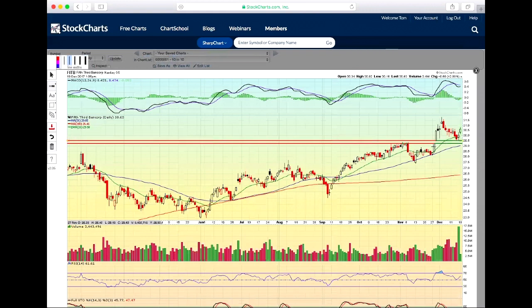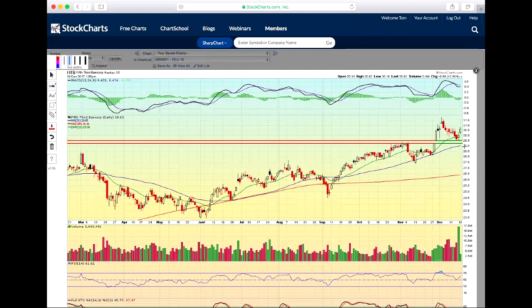But there's your gap support between here. You can see solid volume on the move up. Also, the prior high, which was resistance, becomes support. So I think you've got great support on the stock between 29 and a quarter and 29.50. And anything in that area would be a buy.